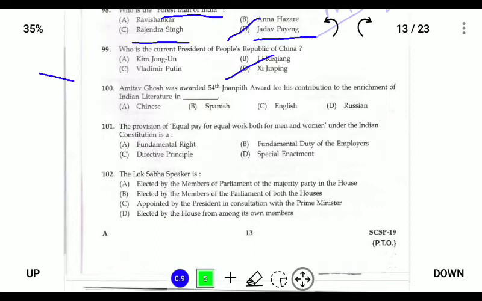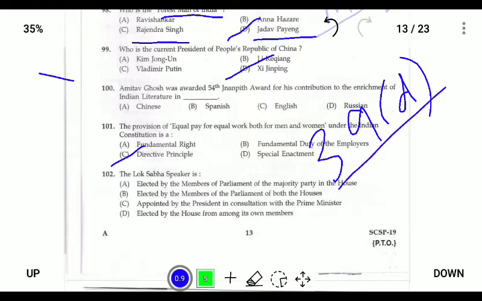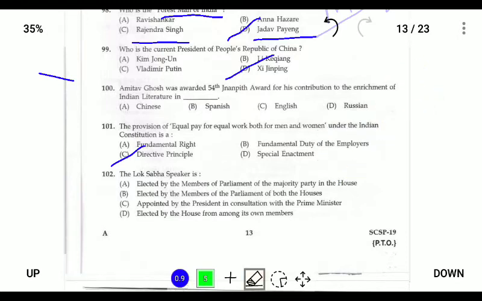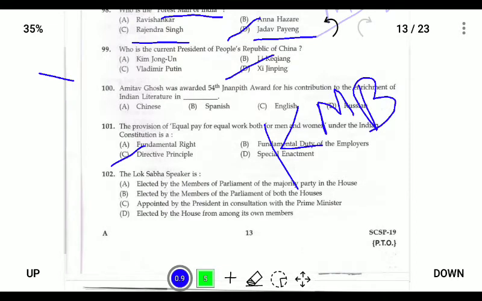The provision for equal pay for equal work for both men and women comes under which Indian constitution? So this comes under the directive principles of state policy, which is under article 39D of the Indian Constitution under DPSP, that is Directive Principles of State Policy, which states that every person will have equal pay for equal work for both men and women, and this has been confirmed by the Kishori Mohanlal Bakshi case versus the Union of India in 1962.